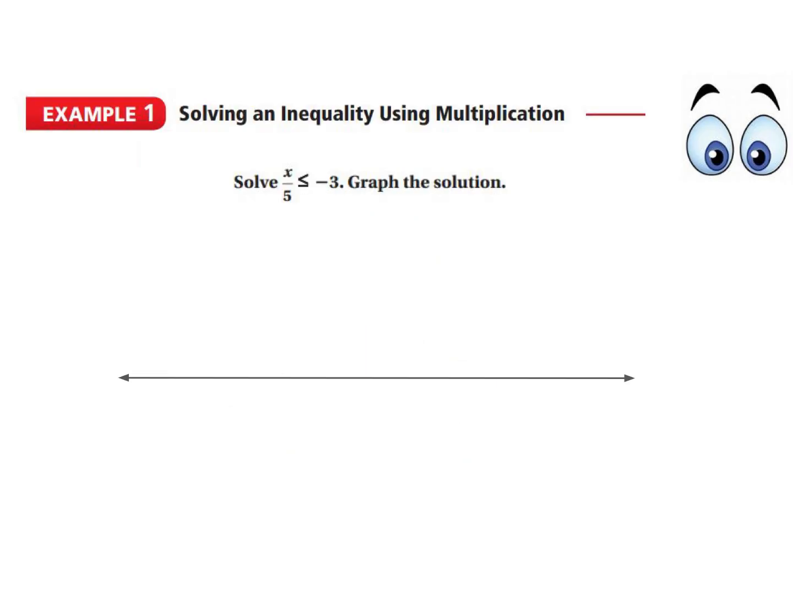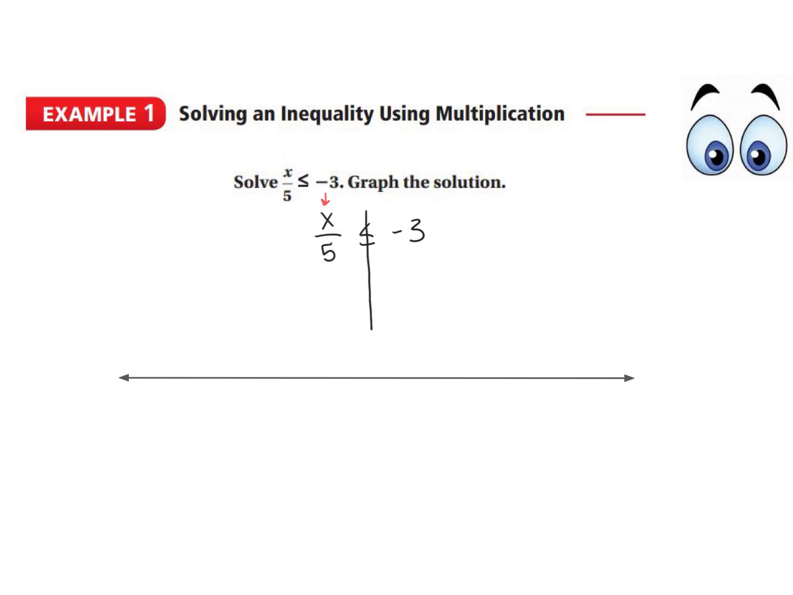So for an example, we have this. It says solve x over 5 is less than or equal to -3, and then graph the solution. I'm going to write this out. Again, our strategy is to think, what is going on? And then we're going to use the opposite of it to solve the inequality. I'm going to draw a line down the middle again to separate our two sides. I note that the variable is on the left side. That's the side I need to get solved for that variable.